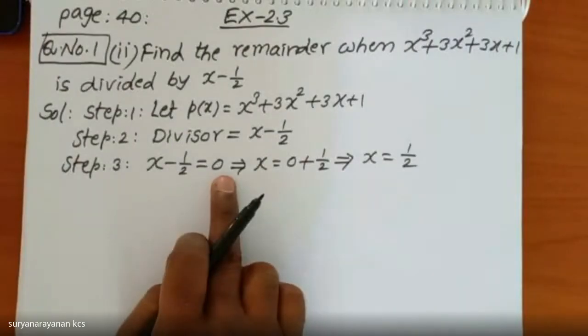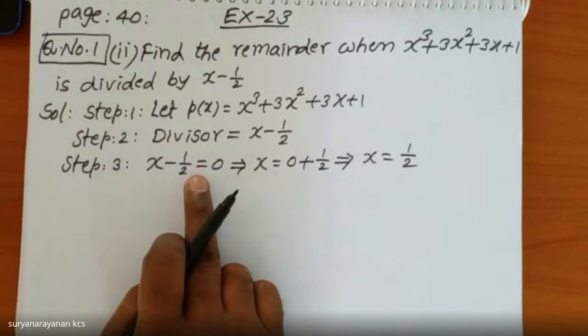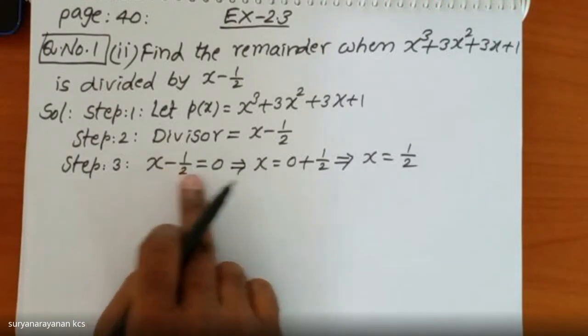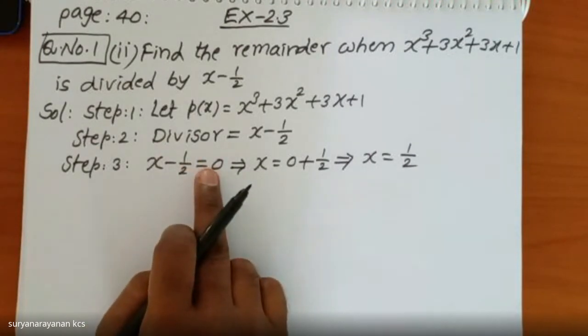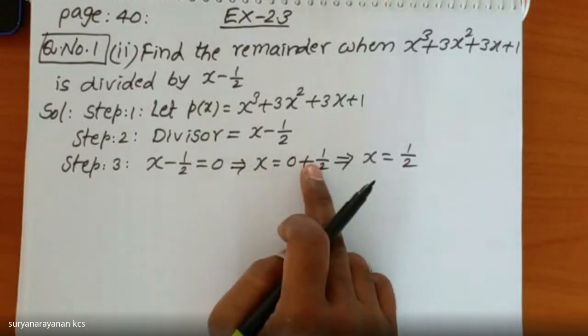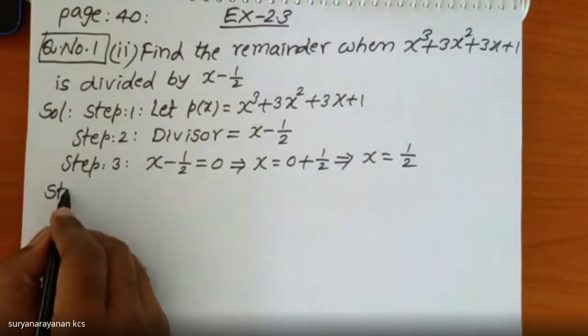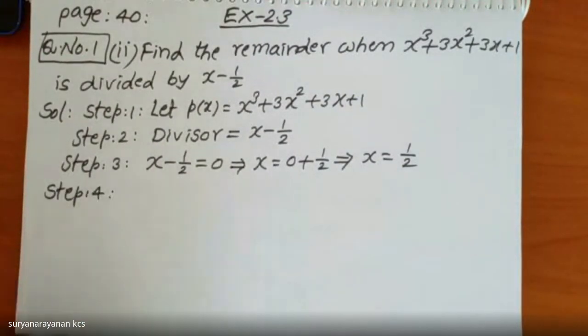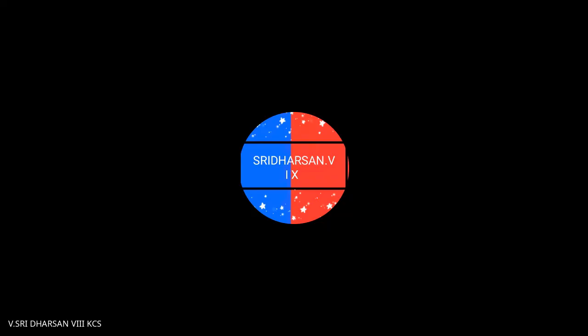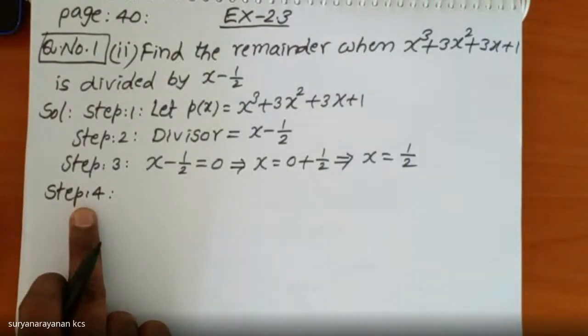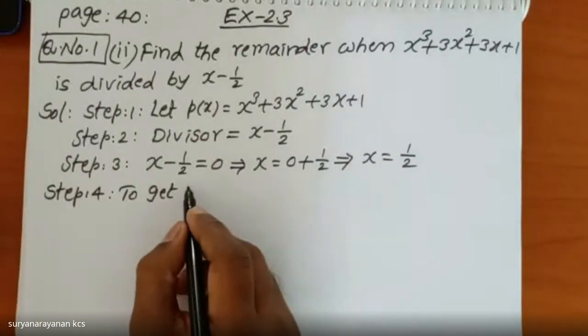x minus 1 by 2 is equal to 0. This is an important step. They have not given it. You have to create this equation to find the remainder. This step is important. So we found the x value. What is the value of x here? 1 by 2. Sir, 1 by 2, sir. So what should be done in step 4? We must substitute 1 by 2 in the place of x to get the remainder.